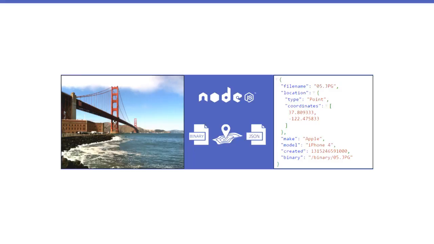So here you see an example image that someone took in San Francisco, and on the right-hand side you see the JSON document that we created, which contains things like the file name, the name of the actual image, and you can see there's a location property that contains a type with a coordinates array. Okay, so that is the geospatial location where that image was taken. And then also there's a make, a model, and a creation time, so some additional metadata about the image.